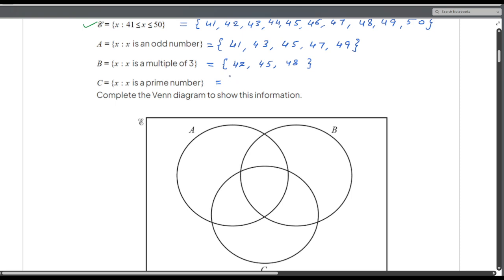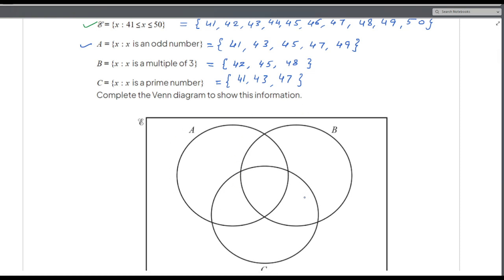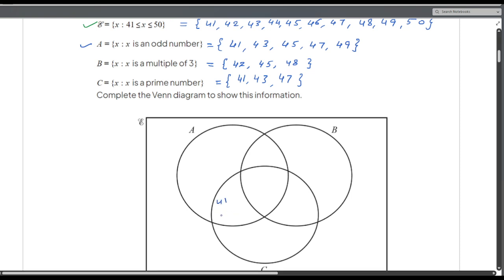And here is a prime number. So prime numbers will be 41, 43, 47. These are the three prime numbers. Now except 2, all the prime numbers are odd numbers. Here my set A is a set of odd numbers. That means this set C should be a part of this set A. Here 41, 43, 47, as they are part of set A as well as part of set C, I will write them here: 41, 43 and 47. So three elements I will write here.